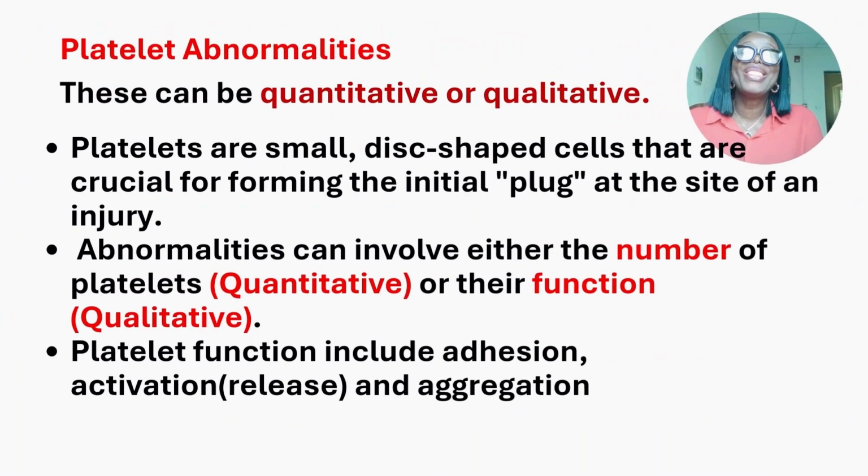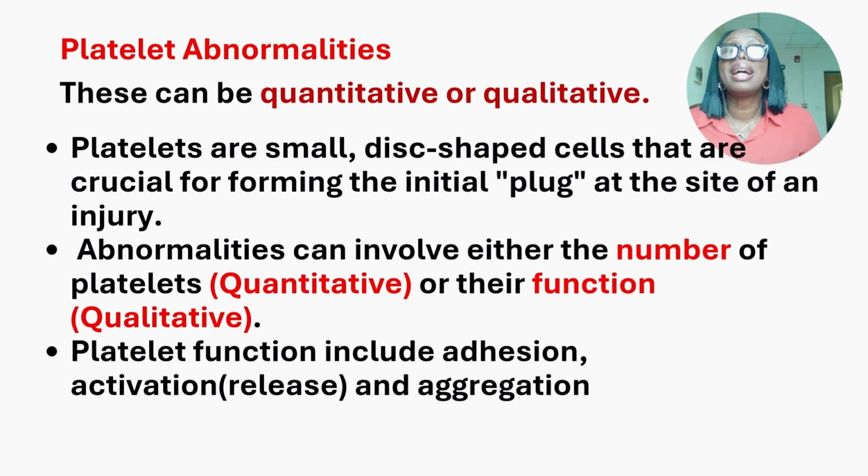Let us have a closer look at the second abnormality, the platelet abnormalities. The platelet abnormalities, that is, abnormalities that have to do with primary hemostasis, can be quantitative or qualitative, and can also be acquired or inherited. Platelets, you remember, are small disc-shaped cells that are crucial for forming the initial plug at the site of injury. Platelets are involved in the formation of the platelet plug at the site of injury.